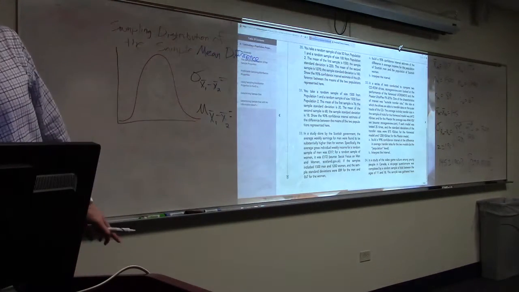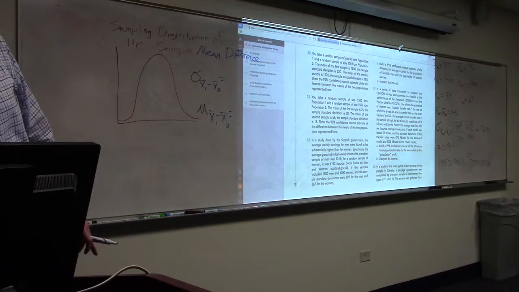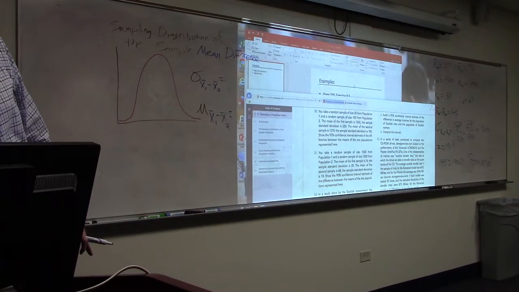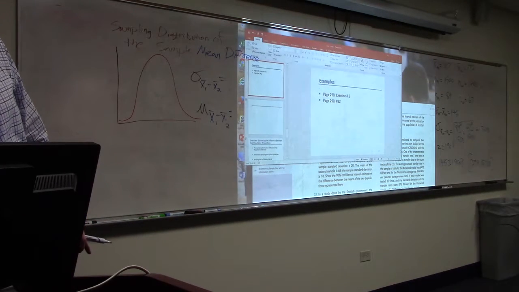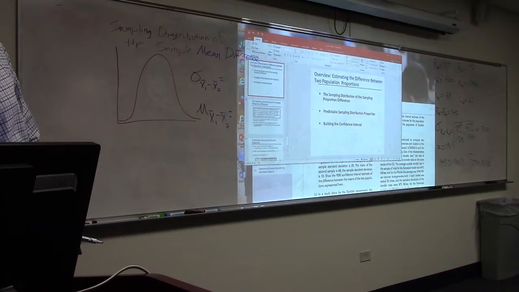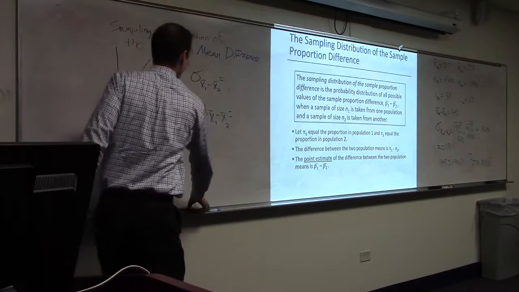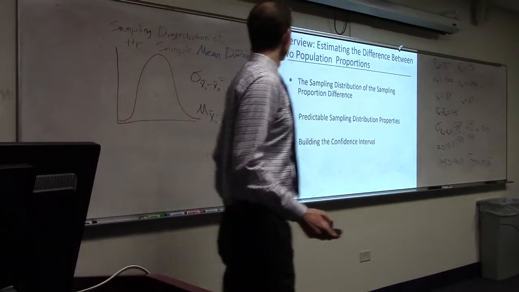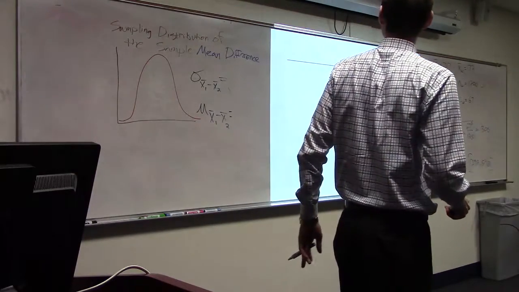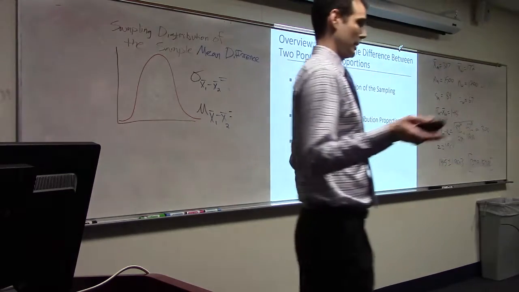So I think we do not have a further example on that one. I think we're ready to move on to the next topic, right? Yep. All right, let's do it. It all sounds familiar. Good. All right. So estimating the difference between two population proportions.